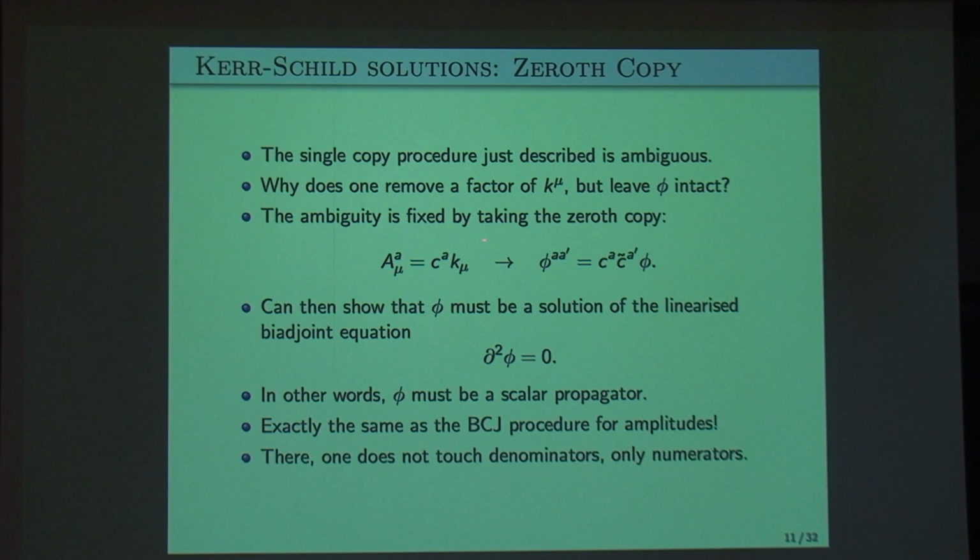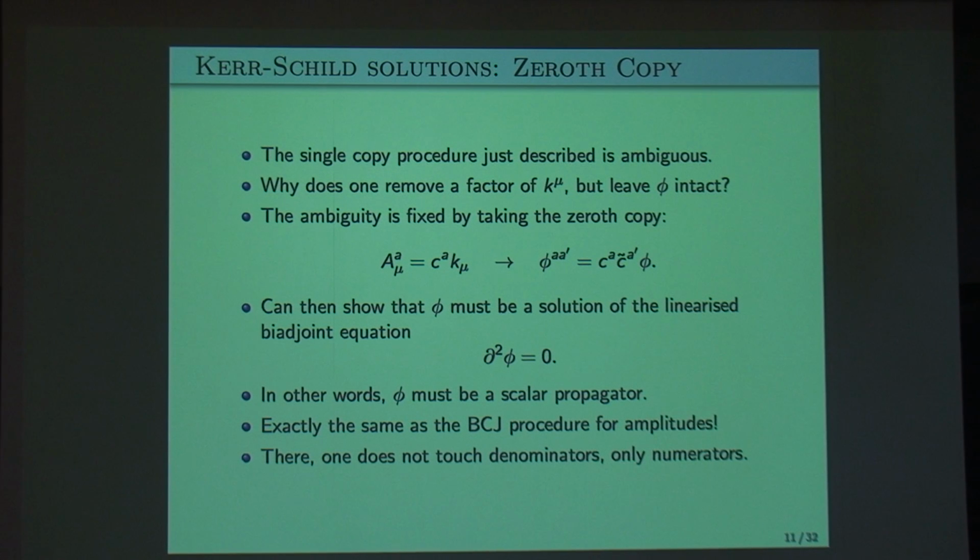If I go a step further and take the zeroth copy, it means getting rid of this vector as well, and also having a second arbitrary colour vector, so I'll get something with two adjoint indices. And you can then show that phi must be a solution of the linearized biadjoint equation. So I wrote the biadjoint equation earlier, it had a non-linear term, that actually vanishes when you put this in, and you end up with this equation here. Now there's another way to think about that, which is that phi itself is just a scalar propagator. That's the interpretation of that equation.